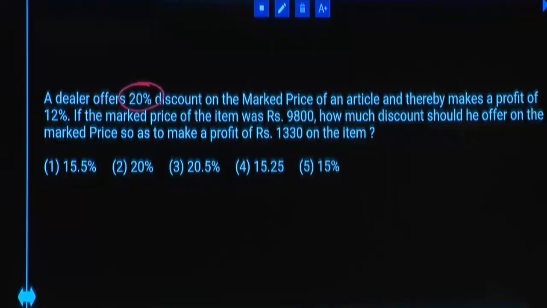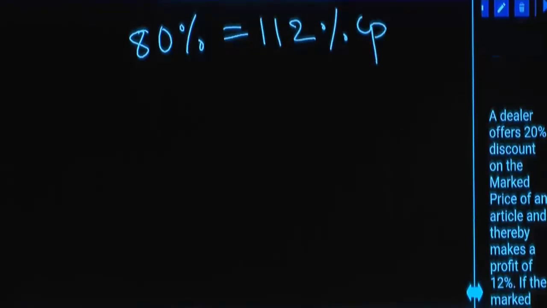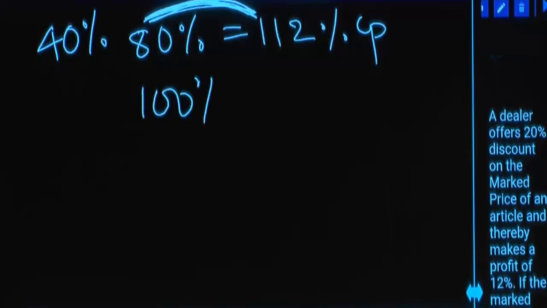If he is giving 20% discount, market price becomes 80%, and even after giving 20% discount, he is getting 12% profit. If it is 12% profit, selling price becomes 112% of the cost price. Yes or no? If 80 becomes 112, increased by how much? Increased by how much? 32, which is 40% of 80.